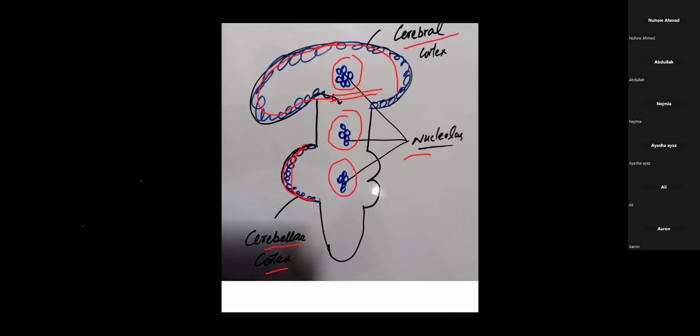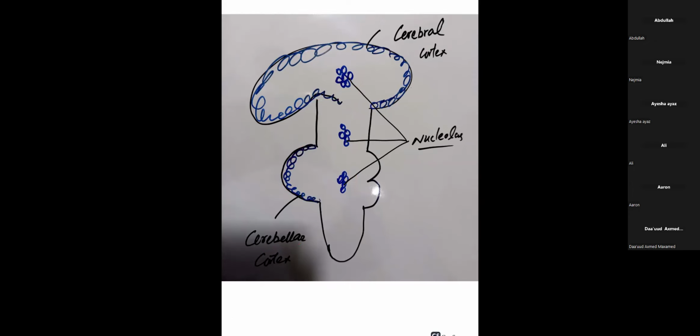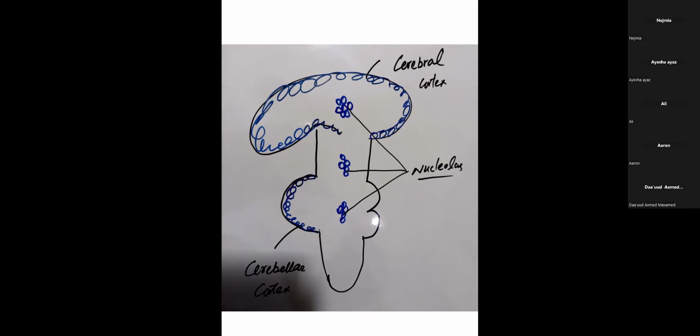The gray matter which is present on the surface of the cerebral cortex, we call it cerebral cortex or cerebellar cortex, depending on the location. The other which is present deep in the central nervous system, we call it nucleus. So this is the division of gray matter. We have two types of gray matter.